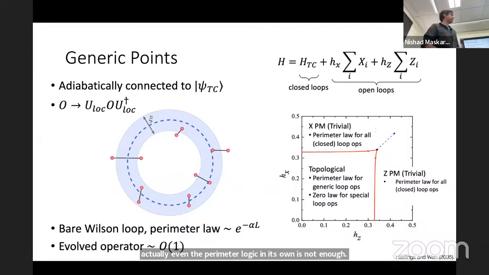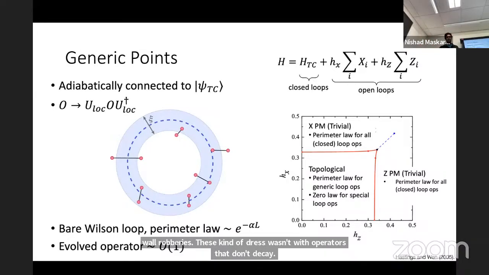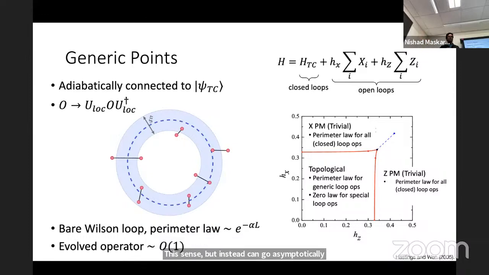Instead, what we need is access to these zero law loop operators, these dressed Wilson loop operators that don't decay with distance, but instead, as L goes to infinity, maintain some constant non-zero value. And that's really what we mean when we say non-local order parameter. It's this thing that detects long-range order, but remains constant as L goes to infinity.